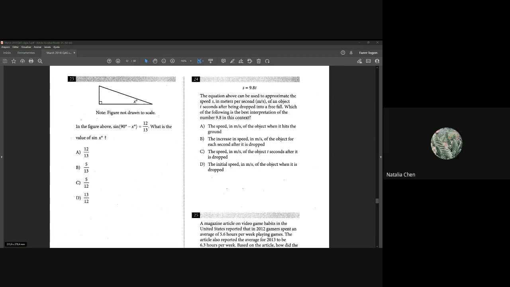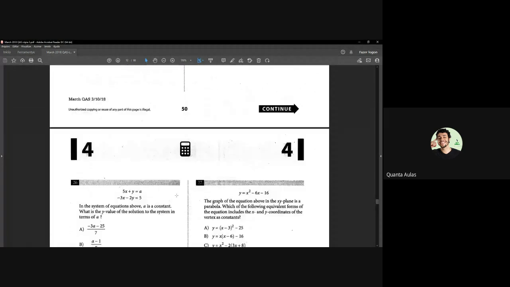Pegou a ideia? Mas esse seria C? Bem, na verdade tem que fazer a conta, né? Tu vai ter o seno de 90 menos x igual ao cosseno de x. Então tu pode dizer que o cosseno de x é 12 sobre 13. E daí tu faz isso ao quadrado e depois faz seno ao quadrado mais cosseno ao quadrado igual a 1, passa o cara dividindo, e aí vai. Beleza?